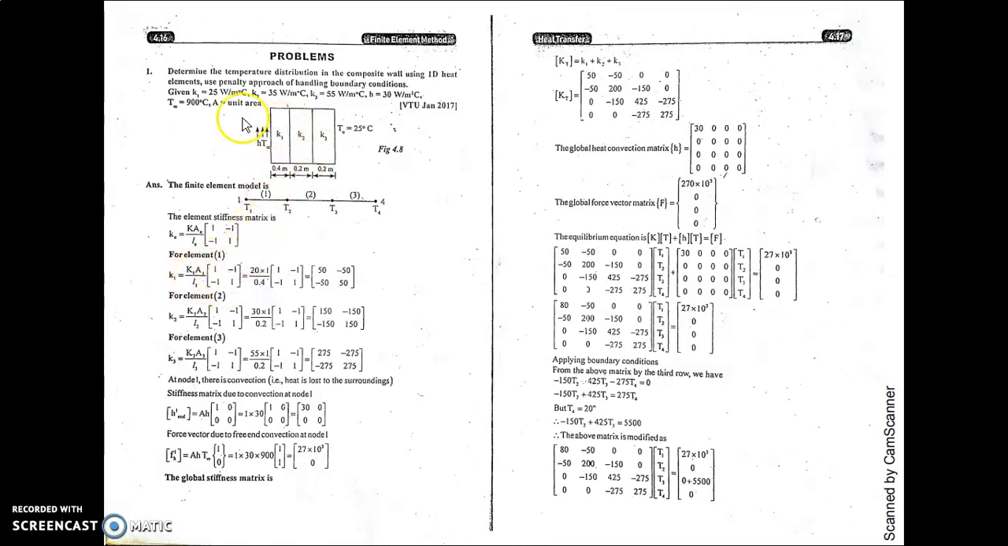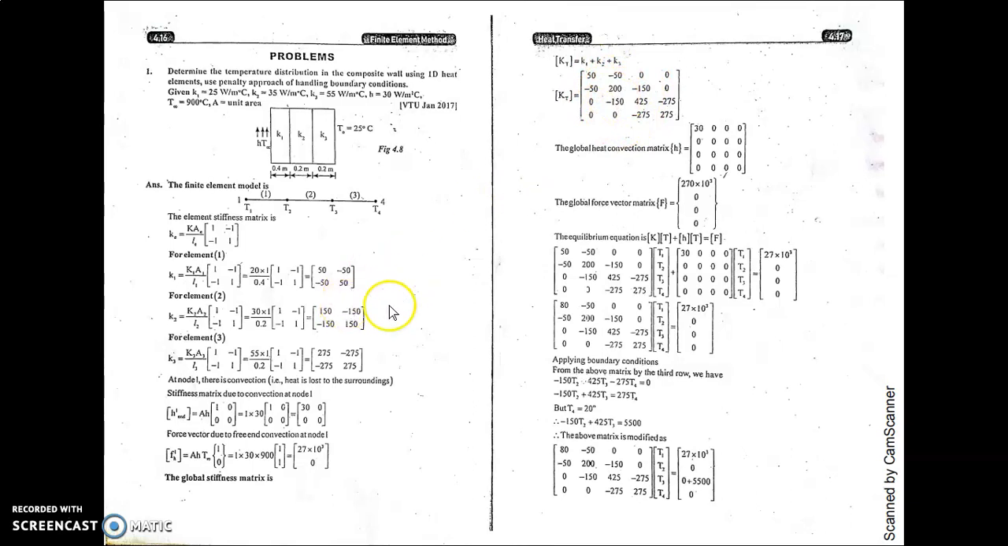Substitute these values: K1, area equal to 1 and the length is 0.4. Similarly for this element, K2 is 35 into area 1 divided by the length of the element, which is 0.2, and K3 is 55, area is 1 and element length is 0.2. Substitute all these values here and get the results of the elemental stiffness matrices. You can assemble this afterwards. Here this is node numbers 1 2, this is 2 3, and this is 3 4. Assemble this and you will get the assembled stiffness matrix.